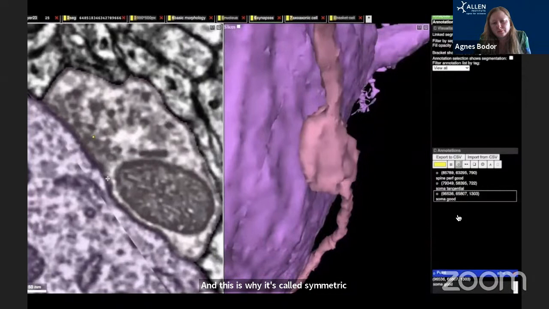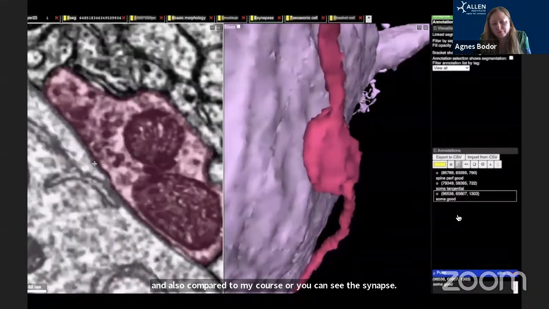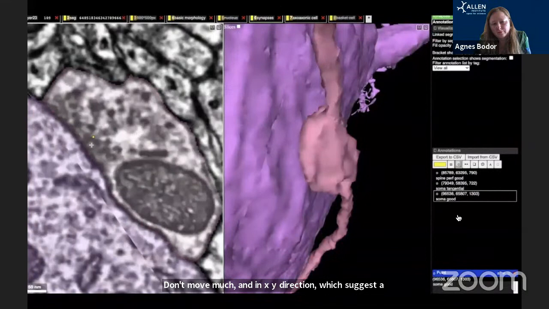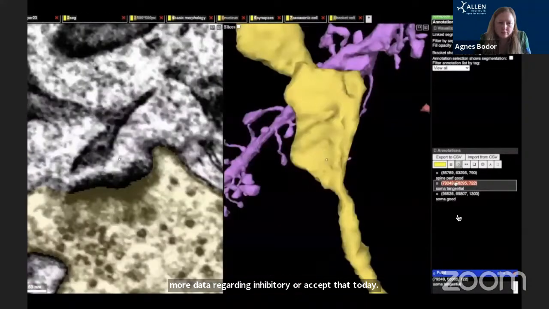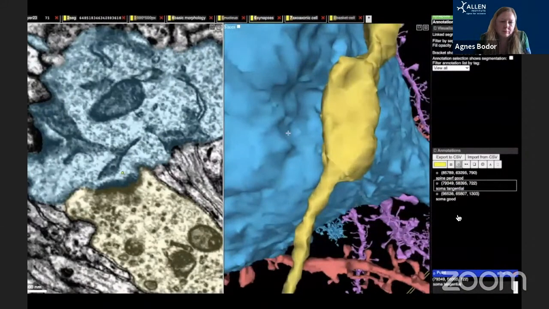If I show this synapse on a few planes, you can see the same. And also compared to my cursor, you can see the synapse doesn't move much in the XY direction, which suggests a good perpendicular cut, which makes this synapse more judgeable regarding inhibitory or excitatory, compared to tangential cuts, where the cutting happened close to parallel to the synapse membrane angle. This kind of cutting plane, called tangential, generates an artifact which can look like a synaptic density.